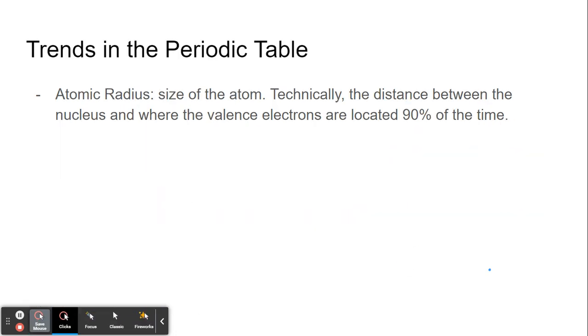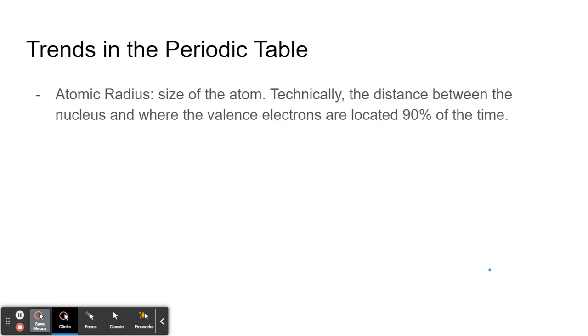Okay, so in grade 11 chemistry, you spent a lot of time talking about trends in the periodic table. We looked at those trends, and then we noticed there were some exceptions, but we just kind of ignored them. The first trend you probably looked at was the size of an atom, or atomic radius. Technically, it's the distance between the nucleus and where the valence electrons are located 90% of the time. So think this through. You likely learned that the size of the atom decreases from left to right as you go across a period, and it increases as you go down a group.